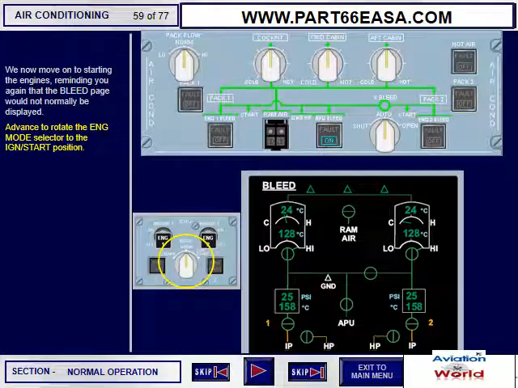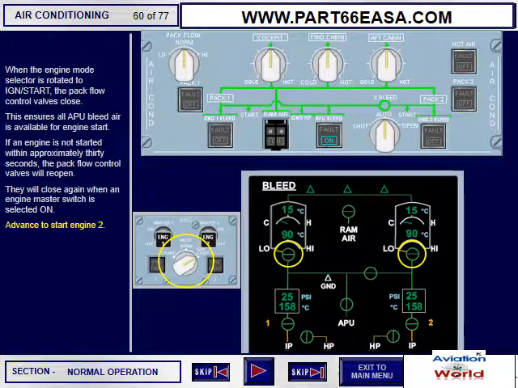We now move on to starting the engines. Reminding you again, the bleed page would not normally be displayed. Advance to rotate the engine mode selector to the ignition start position. When the engine mode selector is rotated to ignition start, the pack flow control valves close. This ensures all APU bleed air is available for engine start. If an engine is not started within approximately 30 seconds, the pack flow control valves will reopen.